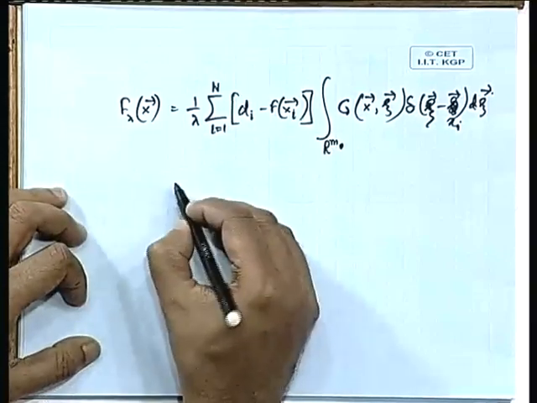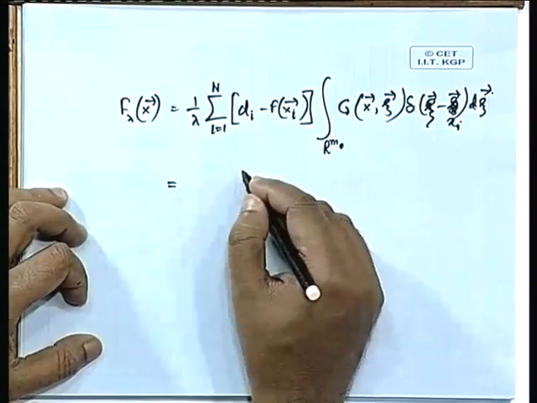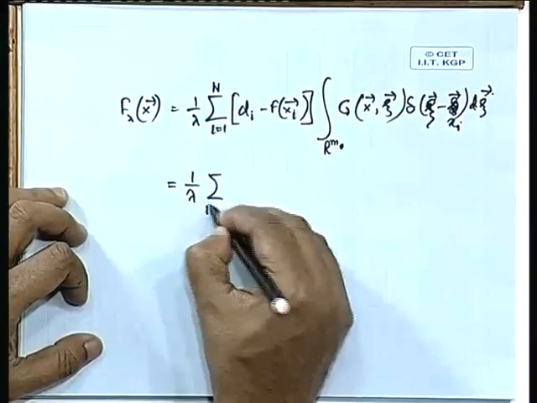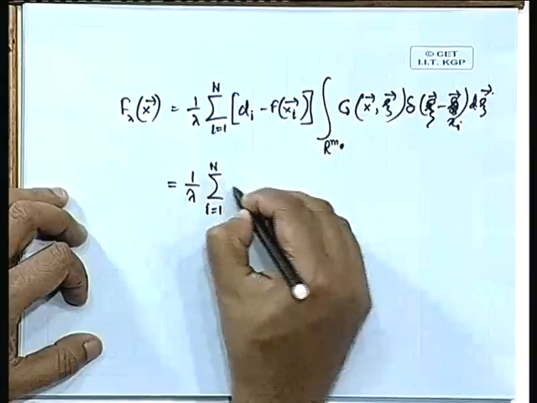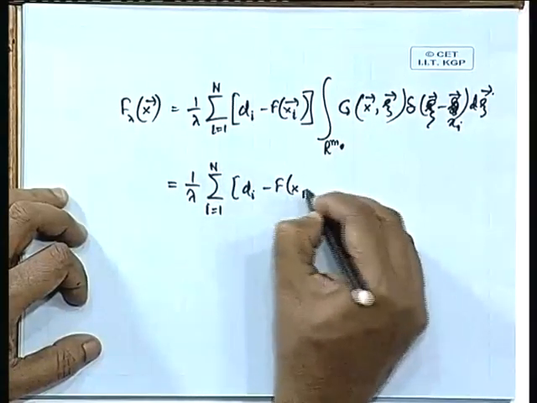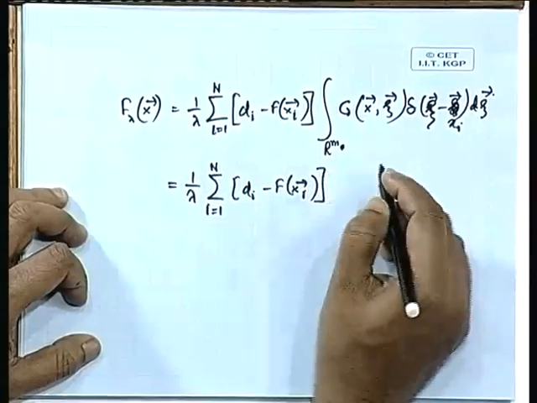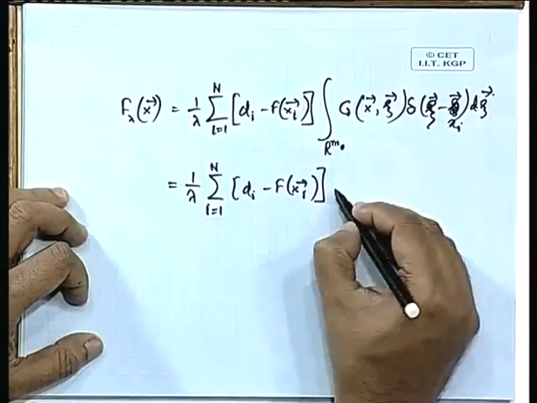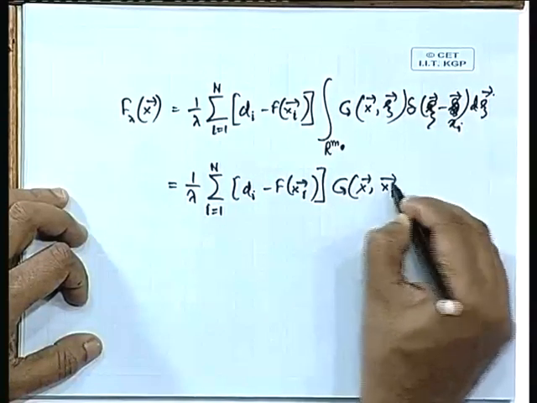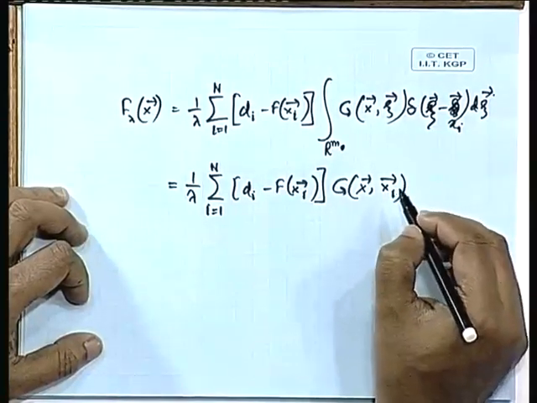So now this one, what is this one? This term remains as it is, that is 1 by lambda summation i is equal to 1 to n, d i minus f x i, and then what will be this? Correct, g of x comma x i. This is a very interesting expression.